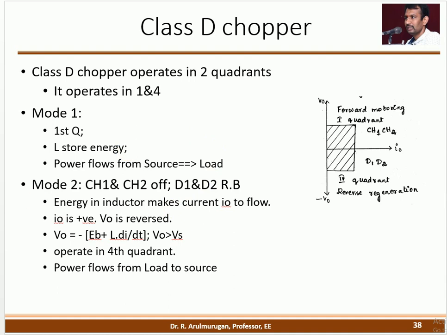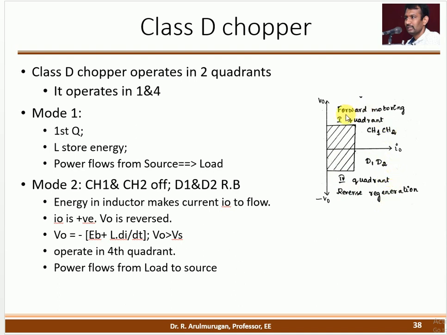So here is class D. What does class D mean? Quadrant number 1 and quadrant number 4. I already said it is anti-clockwise, which means forward motoring, forward braking, reverse motoring and reverse braking. So now it is reverse braking. So forward motoring and reverse braking are applicable in the class D chopper. So it's a two-quadrant chopper: quadrant number 1 and quadrant number 4.